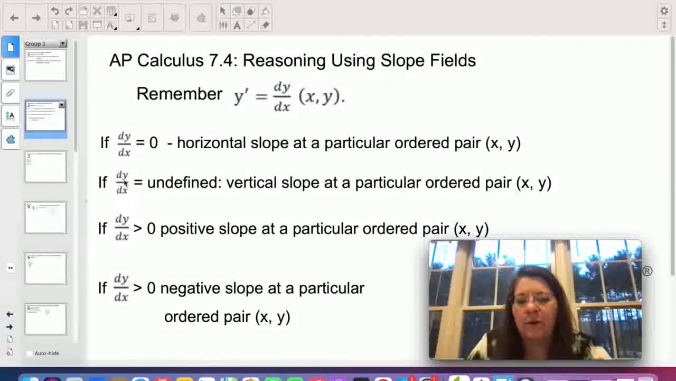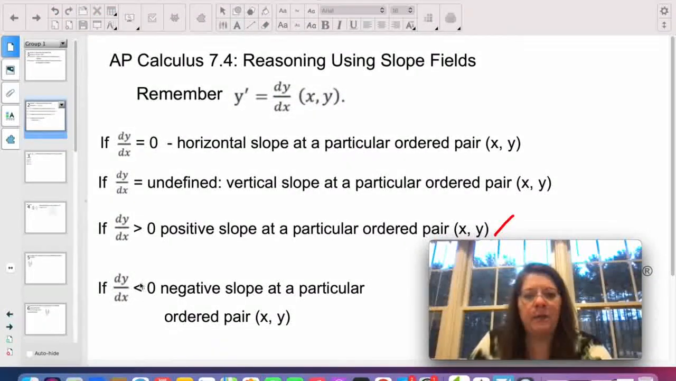If dy over dx, the slope, is undefined, then that means there's a vertical slope at a particular ordered pair x, y. If dy over dx is greater than 0, that means the slope goes in a positive direction. In other words, it's looking like this. And if dy over dx is less than 0, then it has a negative slope at a particular ordered pair x, y. So it would be in this direction.